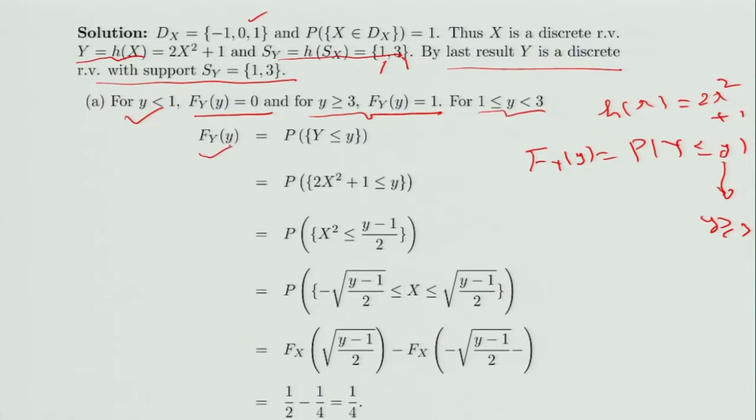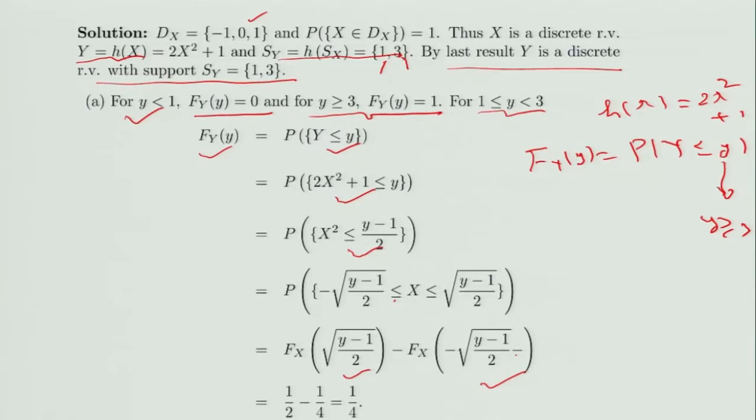So FY(y) is the same as probability Y less than or equal to y, which is the same as 2X squared plus 1 is less than or equal to y, which is the same as X squared is less than or equal to (y minus 1) by 2, which is the same as X lies between minus square root of (y minus 1) by 2 to square root of (y minus 1) by 2. This is the same as FX of square root of (y minus 1) by 2 minus the left hand limit, because equal to is included here. So it will be the distribution function of X at the point minus square root of (y minus 1) by 2, and I have to consider a left hand limit over here.